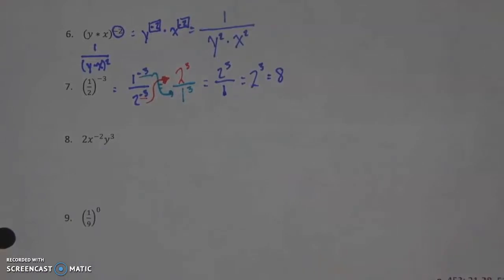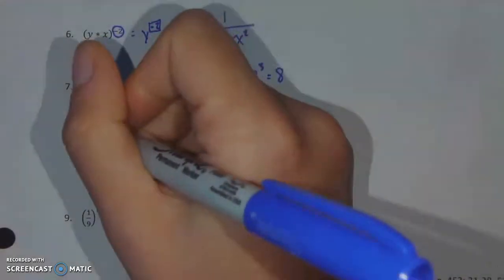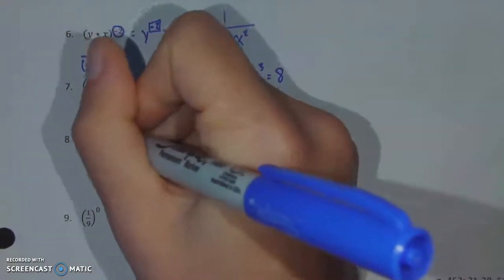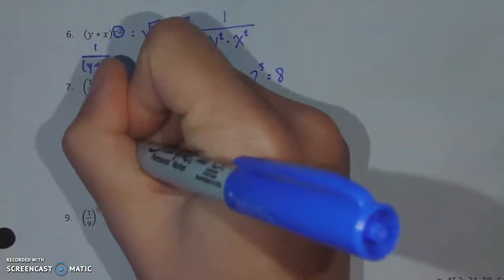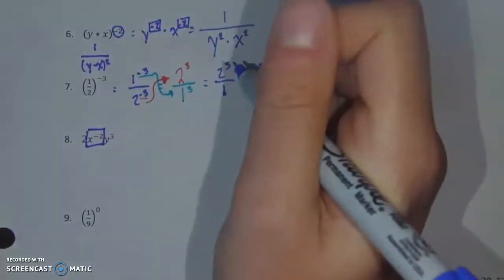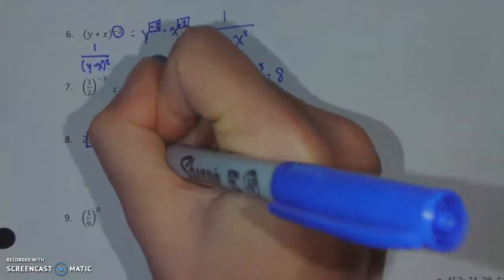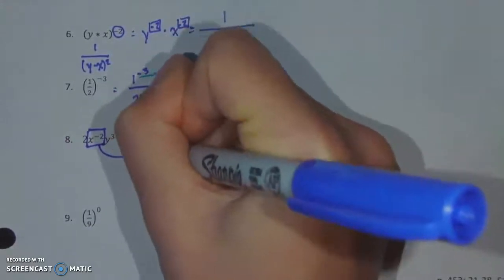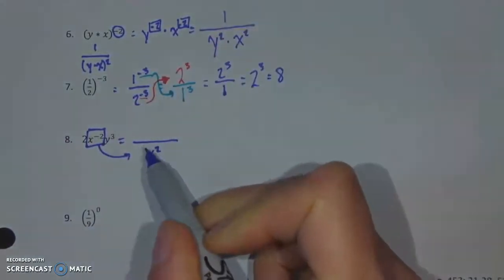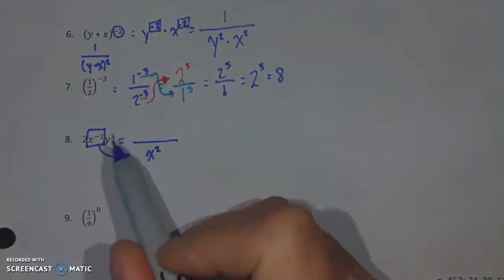Okay, just a few more to run through here. What about something like this where you have a string of them? Well, I've got 2 times x to the negative 2nd times y to the 3rd. Here, notice what has the negative. The only thing that has a negative exponent is x to the negative 2nd. So what I'm going to do is I'm going to move that to the bottom of my fraction, x squared. And again, it's positive now because it's in the bottom of my fraction.